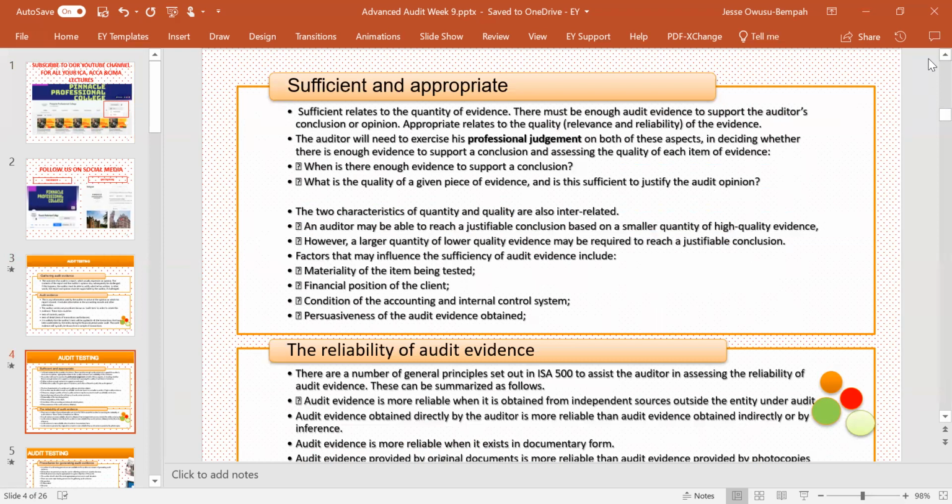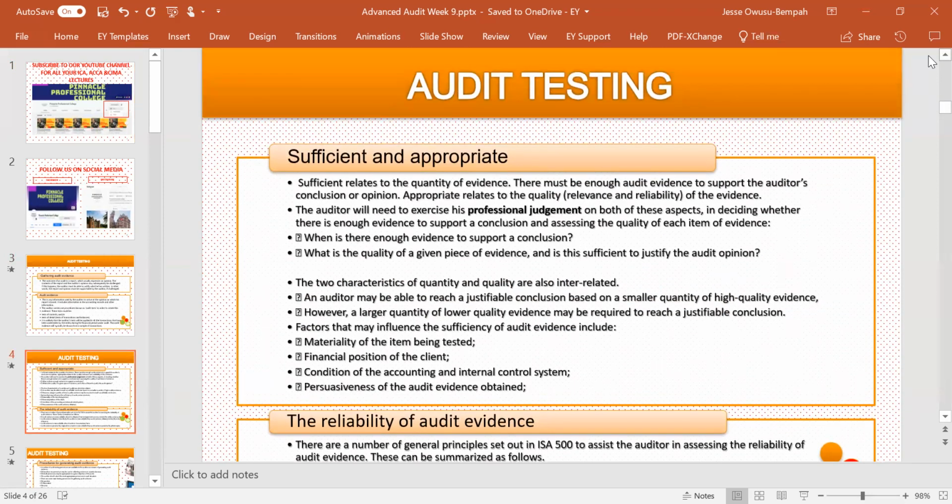Now, this audit evidence must be what we call sufficient and appropriate. Sufficient relates to the quantity of evidence. There must be enough. The audit evidence must be enough to support the auditor's conclusion or opinion. Appropriate relates to the quality of the evidence. Quality in terms of relevance and reliability. So it should be sufficient and appropriate.